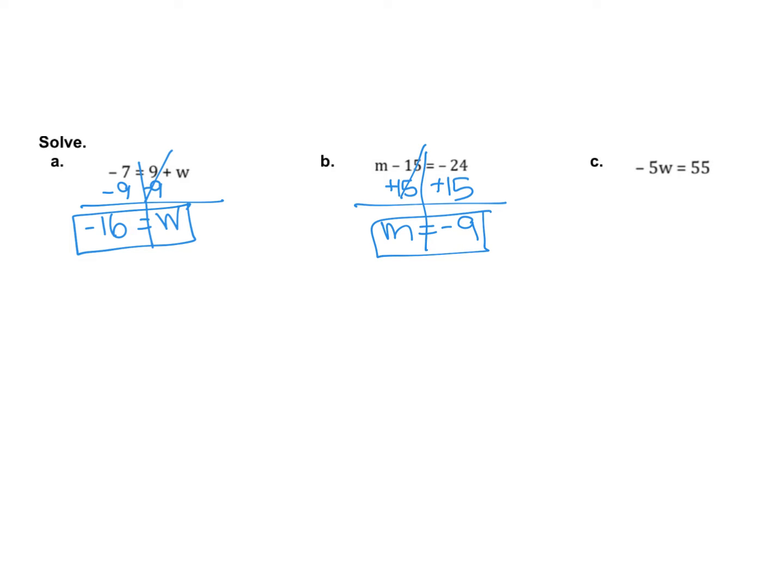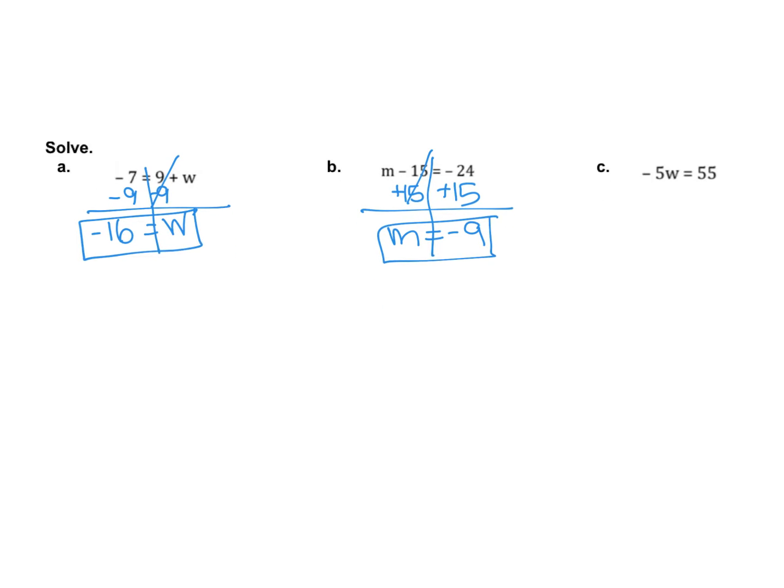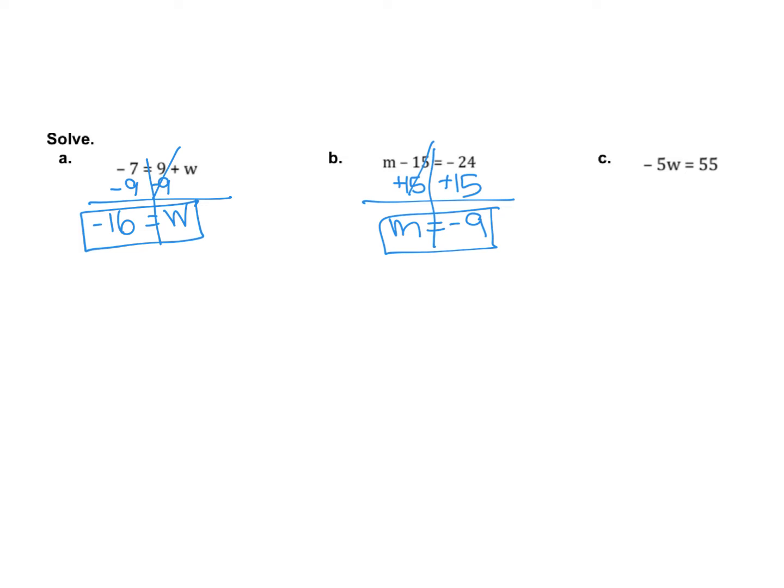All right, letter C, we have negative 5w is equal to 55. And now because this negative 5 is multiplying the variable, we're going to divide by negative 5 on both sides. And then we're going to have w is equal to negative 11.